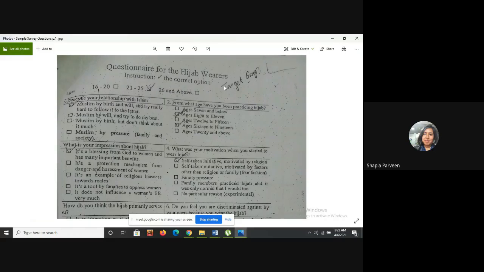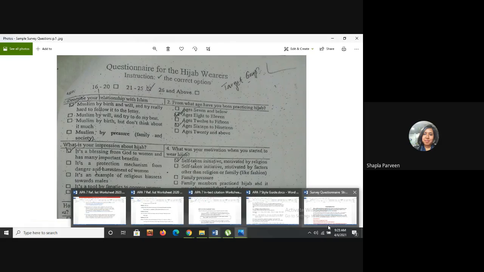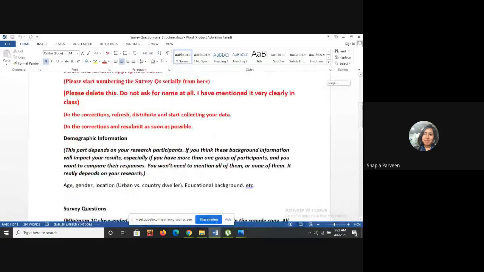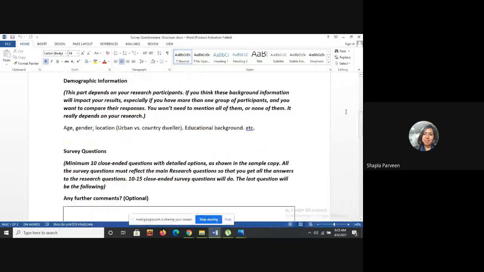Okay, so I'll give you that handout. So after you write the title, then write those introductory lines. After that, there's another section. Okay, this part is called demographic information. Now this part depends on your research, right? Depends on your research participants.